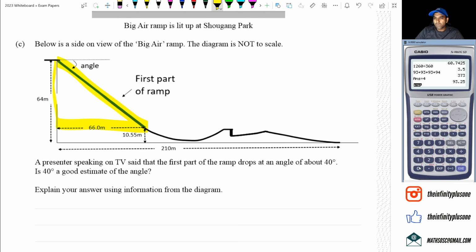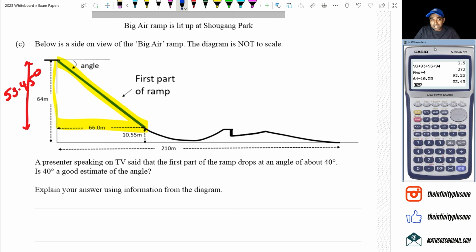Now, the part that's really important is that you've got the base there, which is 66. So from here to here is 66. But this part here, from here to here, is not actually 64. So you've got 64, take away 10.55. Where's my keypad? Take away 10.55. So what we're looking at here is about 53.45.